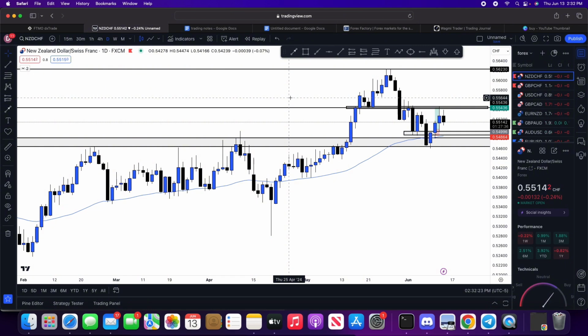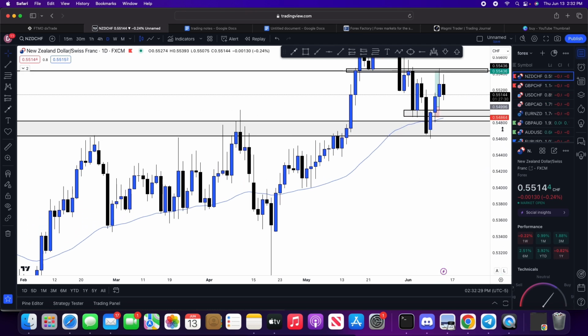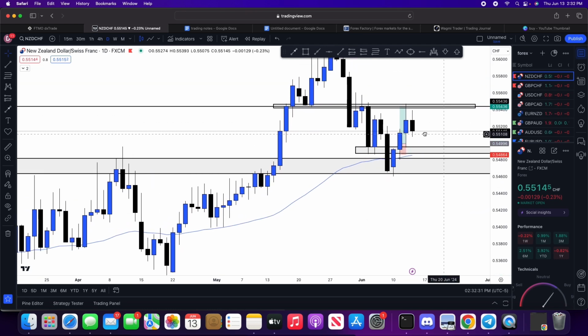But this is the one thing I really, really like. I like getting better at trading. I want to get better at trading. This is really interesting to me, and I really love this.